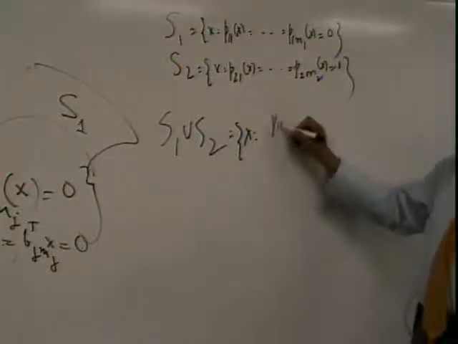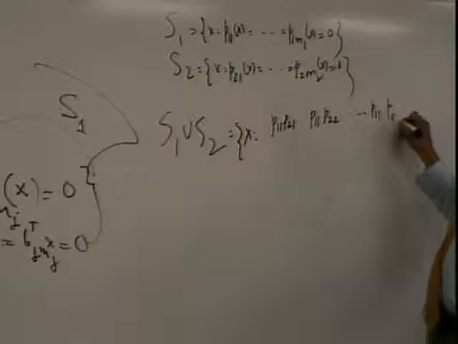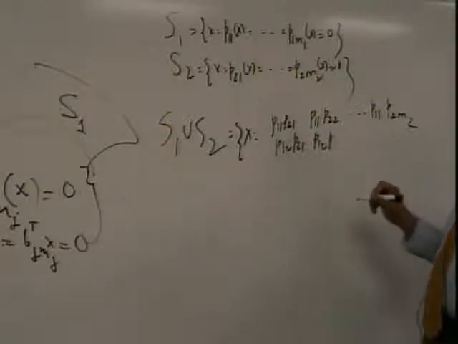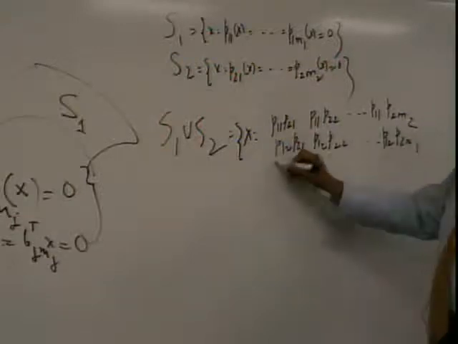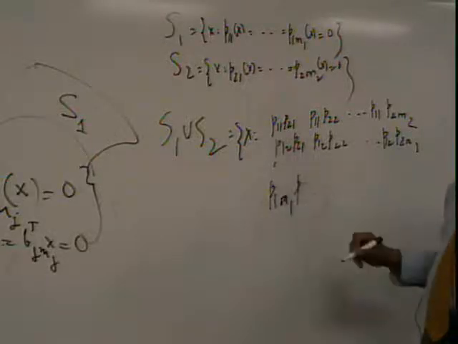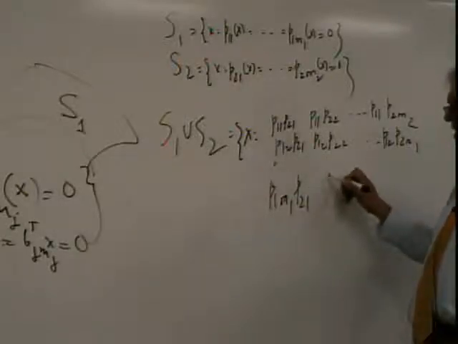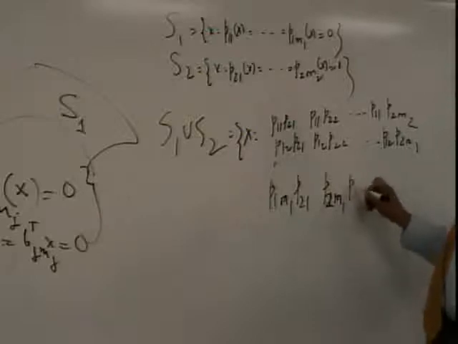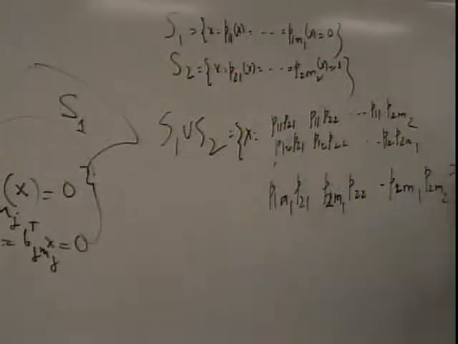It's the set of P11 P21, P11 P22, up to P11 P2m2, then P12 P21, P12 P22, etc., up to P12 P2m2, and you keep going up to P1m1 times P21, P1m1 times P22, up to P1m1 times P2m2. All of those equal 0.